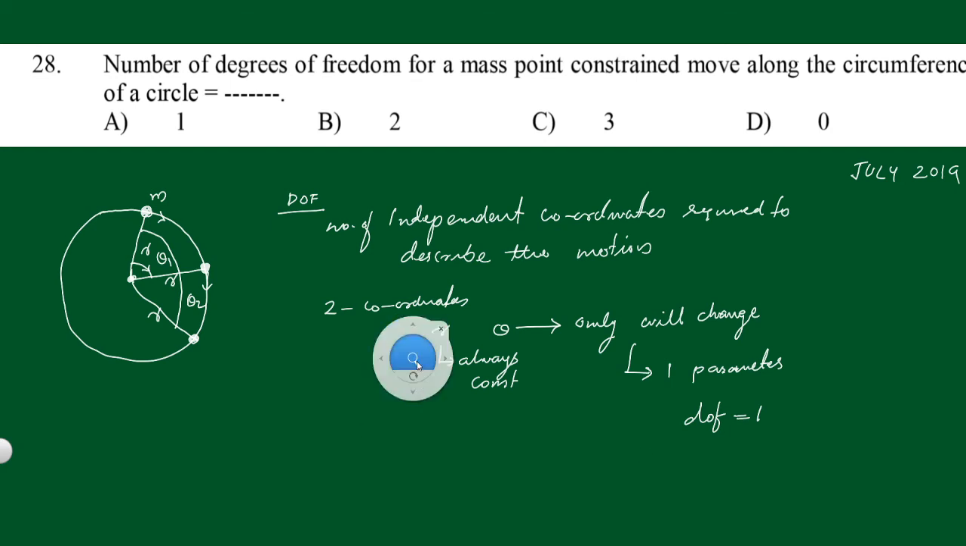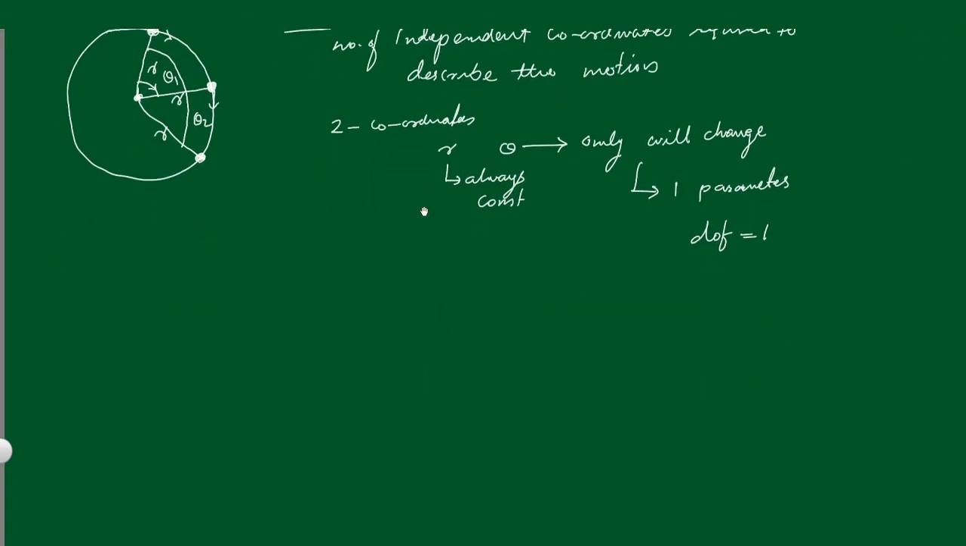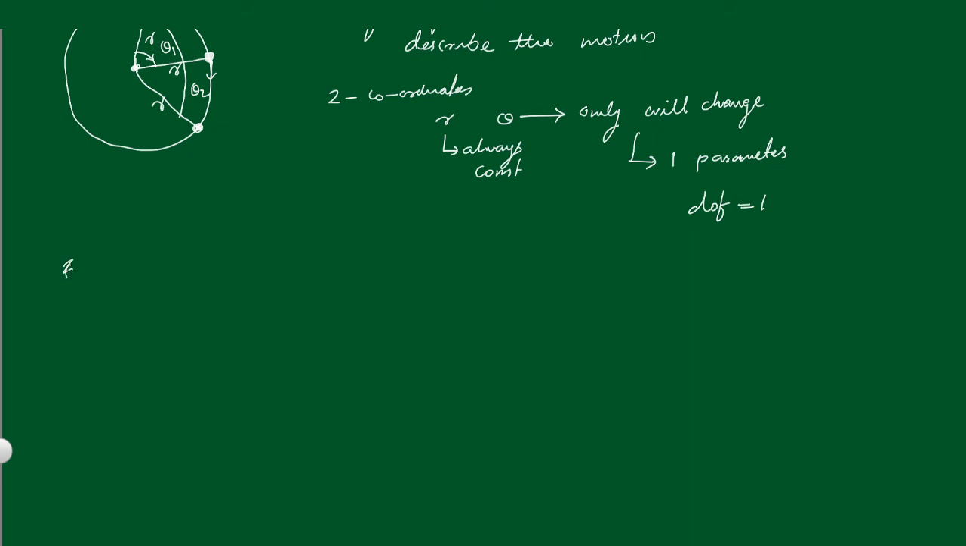Now I consider one more example. This is an example of a simple pendulum. Here a simple pendulum is attached to a table support.